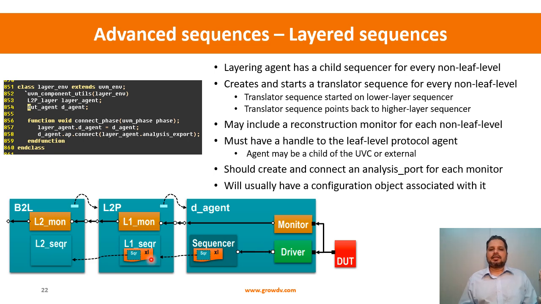Now the way this works is that the physical layer sequencer will pull the sequence item from the link layer sequence, and the link layer sequencer will pull the items from the transaction layer sequence. Each one of them does the translation to the lower layer and sends it out.